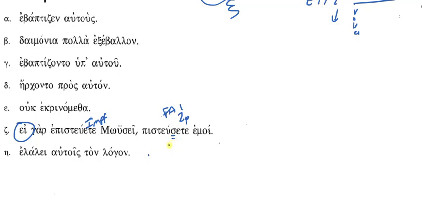Okay? All right. Anything else? So it would be fine to put "in Moses and in me." Yeah, that would be fine. And yes, so it would be "you would."